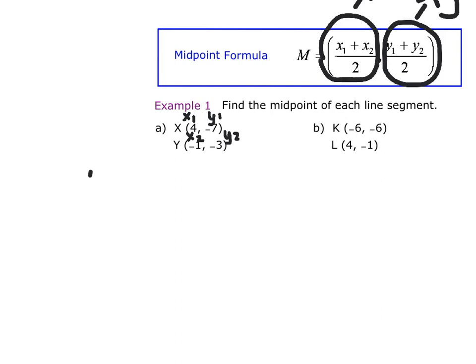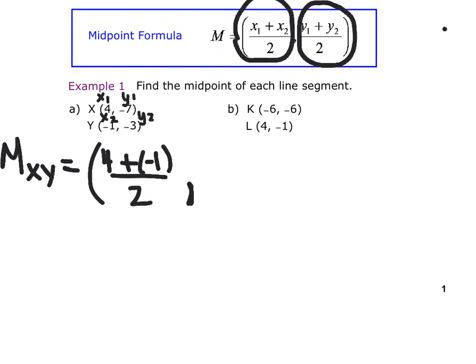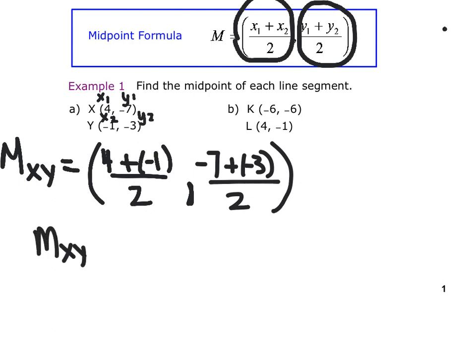So what we're trying to find is the midpoint of the line segment XY. So let's start with the x's first. So we start with 4, okay, plus -1, all divided by 2. That'll be our x coordinate. We put a comma in between. That's going to represent the y coordinate coming here, which is -7 plus -3 divided by 2. Again, midpoint of XY, and now we just solve for the math.